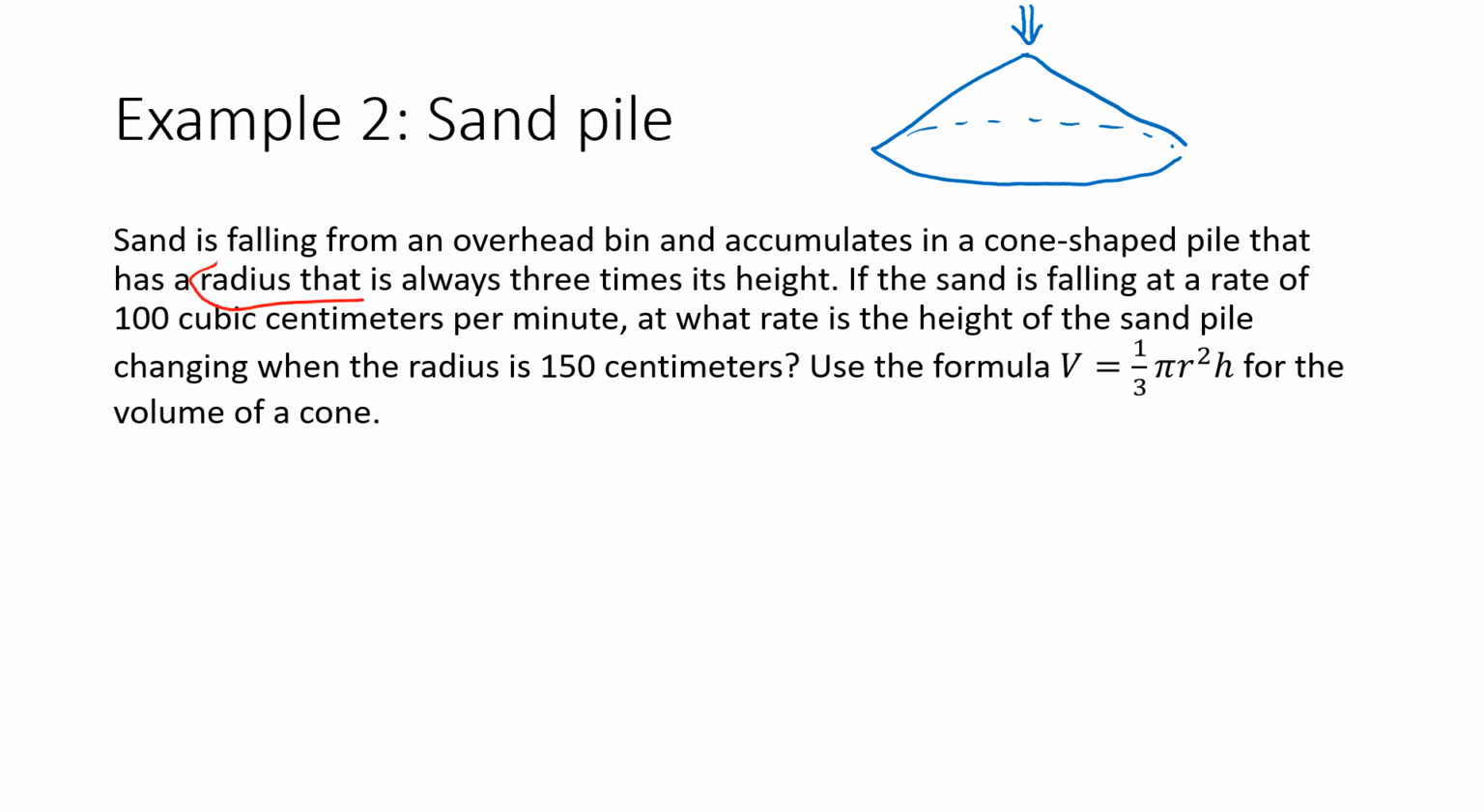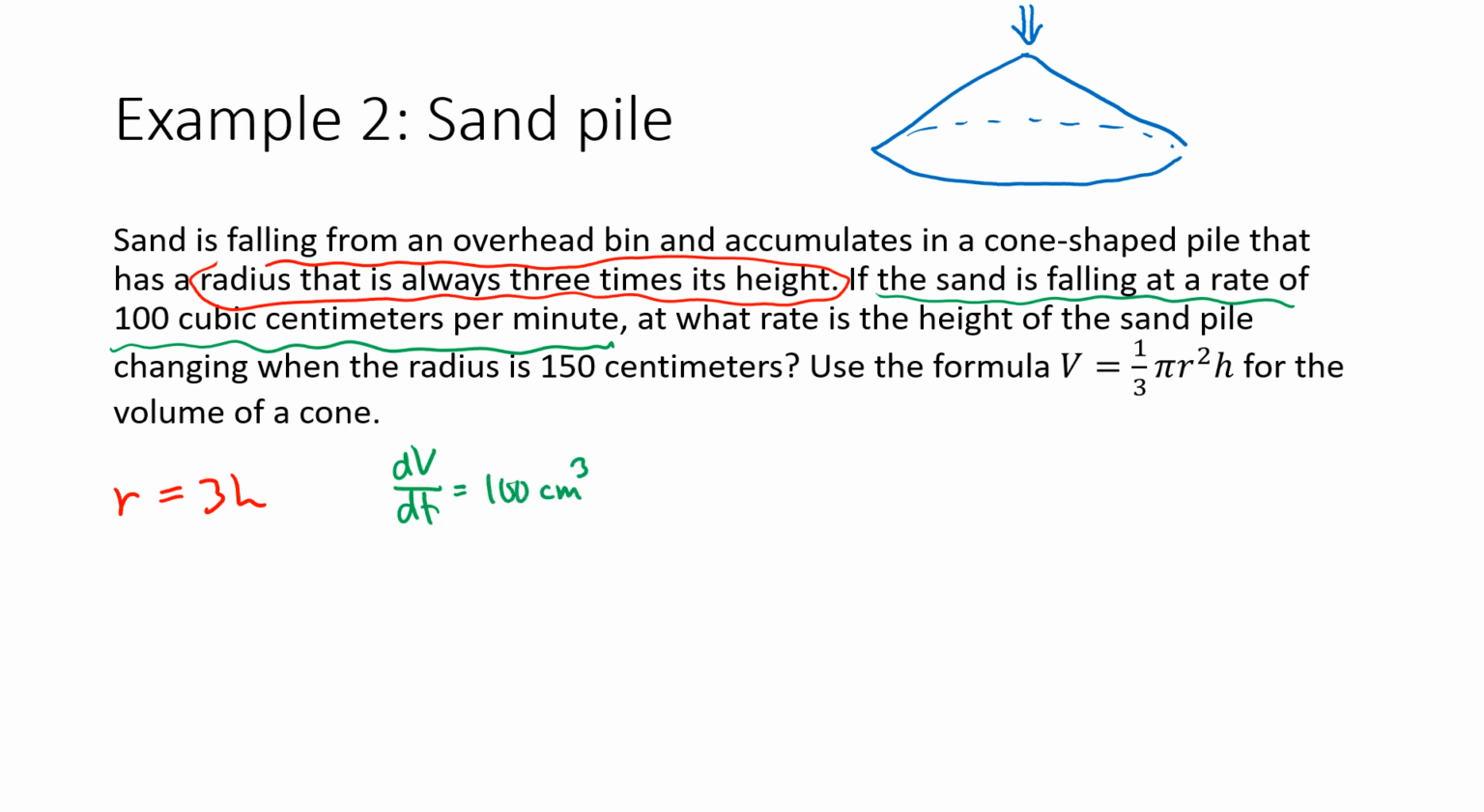So we've got the radius that's always 3 times its height. That seems like that's going to be important. So that's telling us that r equals 3h. We're also told that the sand is falling at a rate of 100 cubic centimeters per minute. Now, they don't specifically tell us that this is a rate of change of volume, but that's what it is, right? So the volume of this pile is increasing at a rate of 100 cubic centimeters per minute. So in other words, dV/dt is 100 cubic centimeters, so centimeters cubed, per minute.